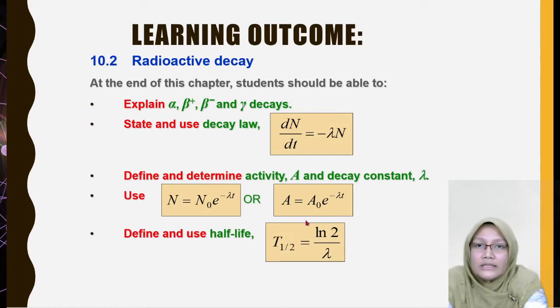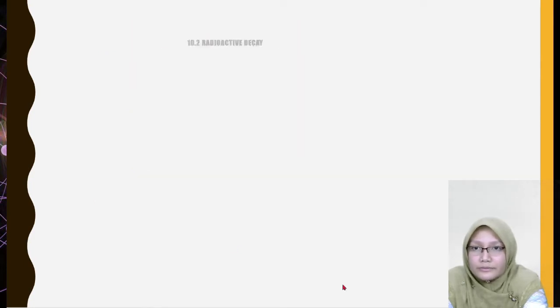Okay, at the end of this chapter, awak boleh explain these 4 decays. Okay, state and use decay law, and define and determine the activity. Okay, use these two equation and define and use the half-life.